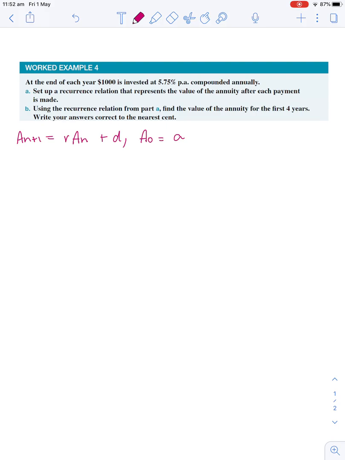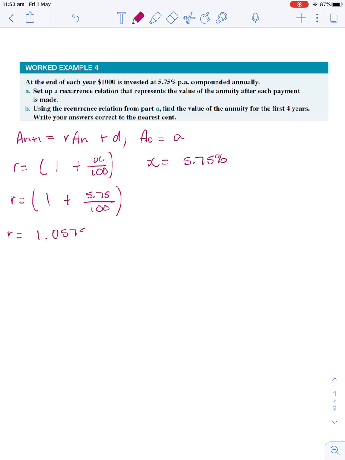Okay, the second part is to identify all of the variables. All right, so the first thing I'm going to identify is my r value. Now to find r, it is 1 plus x over 100. x is the compound interest rate per payment period. So my x is going to be 5.75%, and we're going to divide that by 100. All right, so my r value is 1.0575.